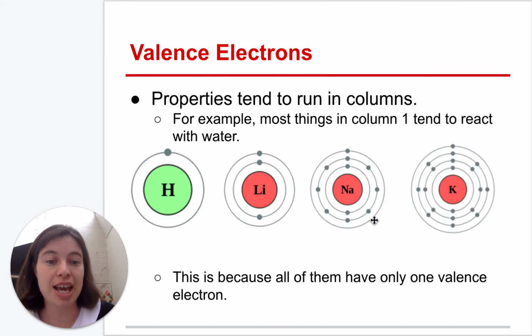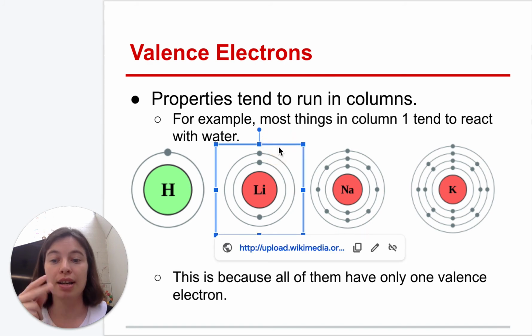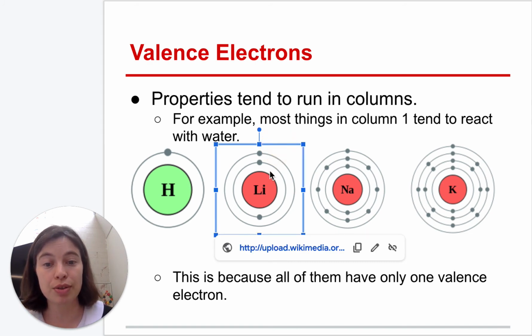So all of these are the elements in that first column. Hydrogen, lithium, sodium, potassium, those are all in column 1A. All of these elements have one valence electron. So hydrogen is in the first row, that means it has one electron shell, and it's in the first column, so it has one valence electron. Lithium is in the second row, so it has two shells, 1, 2, and it's in the first column, so it has one valence electron.